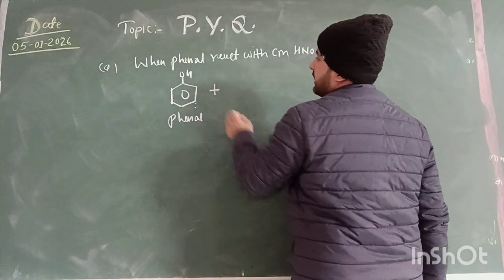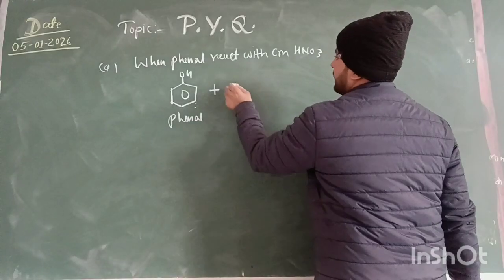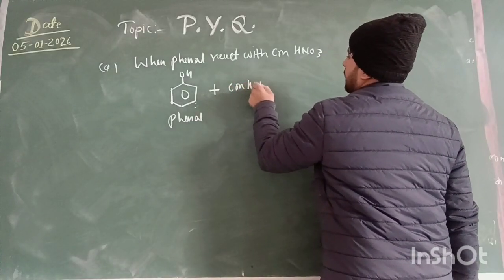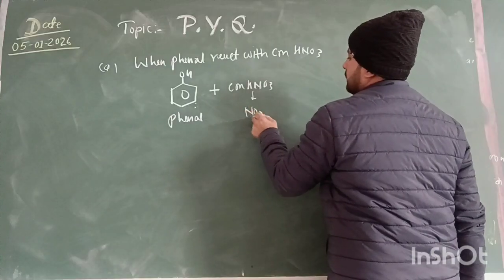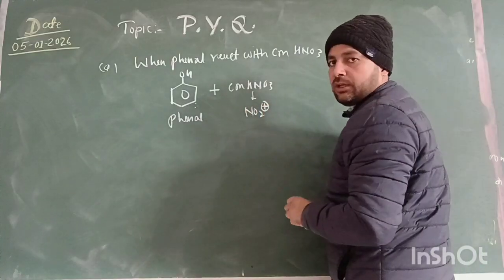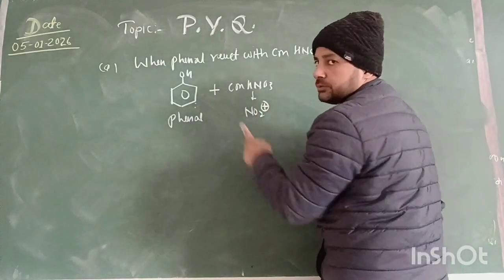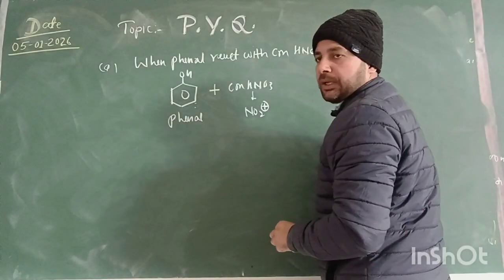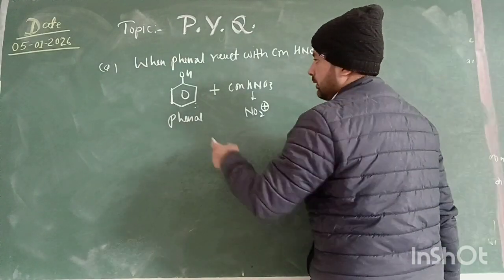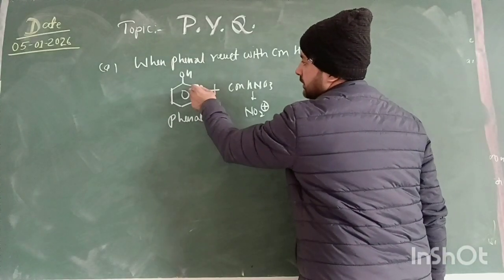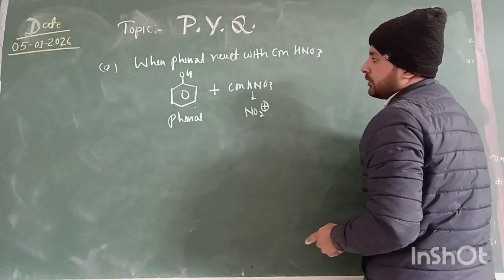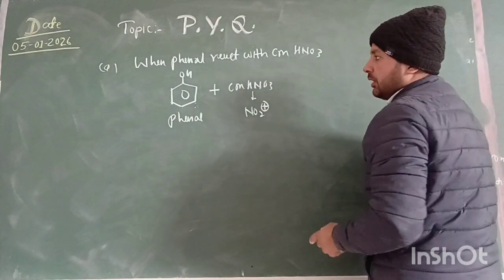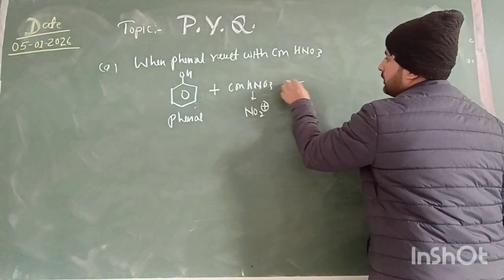So after the reaction of phenol with concentrated HNO3, I think you all know it will produce an electrophile, NO2 plus. It is an electrophile which will attach to the benzene ring at the ortho and para positions. This position is ortho, this is meta and this is para. So after the reaction of concentrated HNO3 with phenol, what will it give?